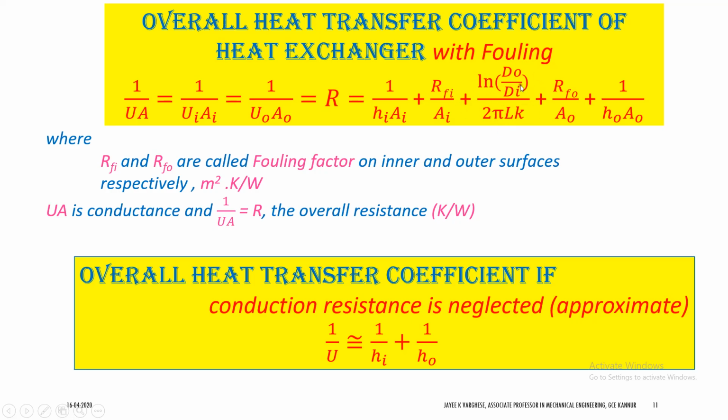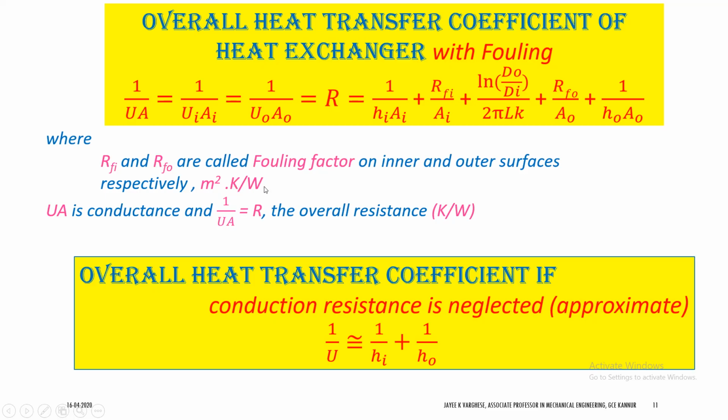This is the conduction resistance, and again you have the fouling factor for the outer surface divided by area, plus 1 by h out A out. So this equation can be used to calculate 1 by UA. This is the total resistance including fouling resistance. So see, R_fi, R_fo, etc. are the fouling factors on inner and outer surfaces, which have units meter square Kelvin per watt.